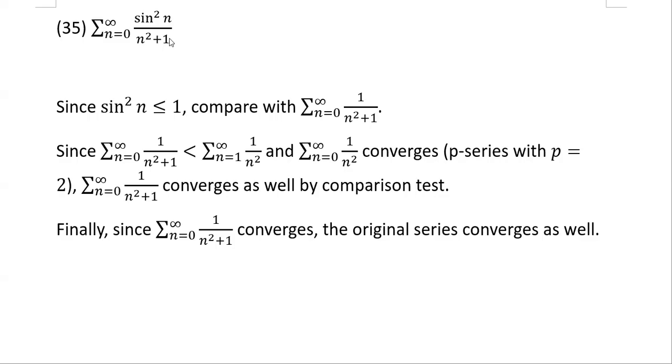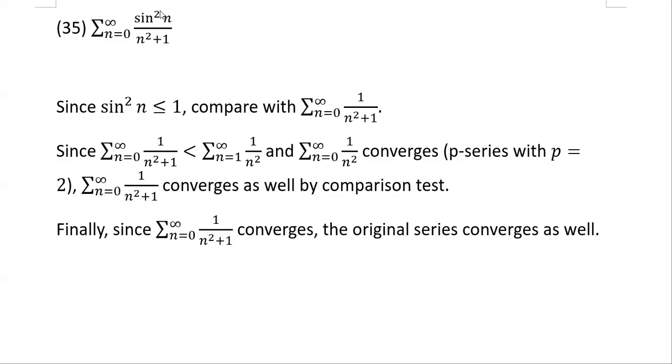Now, of course, the question is, what do we compare it with? And do we do the direct comparison test, or can we do the limit comparison test? I chose to do the direct comparison test because we know that. So let's go through this now. Sine squared n is less than or equal to 1, as I was saying earlier. Sine is between -1 and 1, so if we square it, sine squared is less than or equal to 1 all the time. So we can compare it with 1 over n squared plus 1.